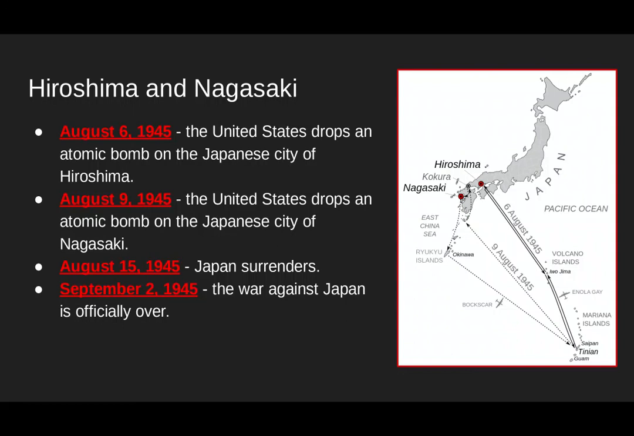on the cities of Hiroshima and Nagasaki in Japan. And you can see here, this is the island of Japan, or the islands that make up Japan. You can see where the city of Hiroshima is located, where the city of Nagasaki is located, and the dates on which the two cities were attacked using these atomic weapons.